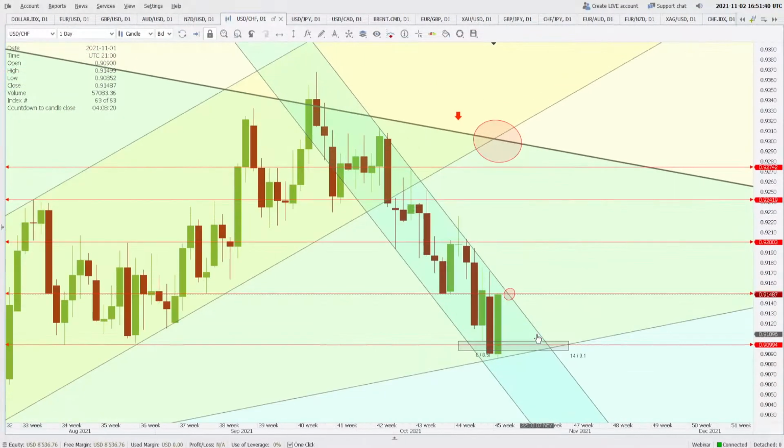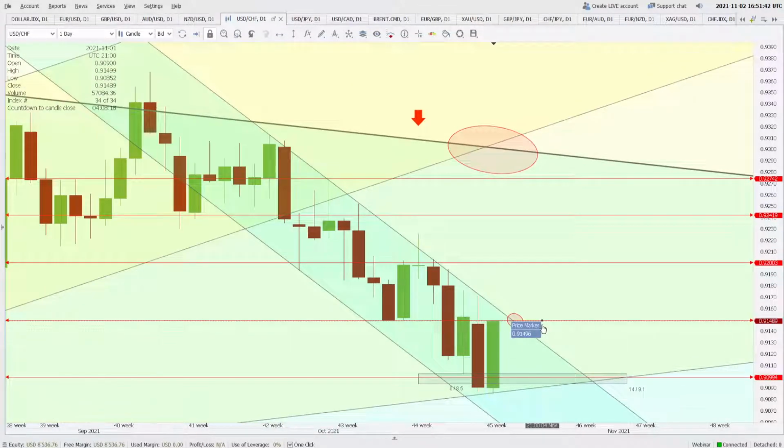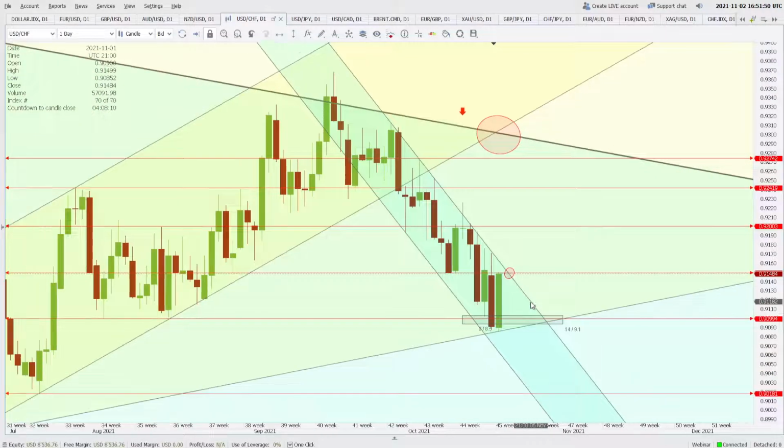But if we see a closing higher than 0.9149 today or tomorrow, then 0.9200 will be exposed in this market. Right now I am expecting a sell-off or sellers to emerge at this area or at the test of this falling channel's resistance line. So right now 0.9149 is the resistance, 0.9099 is the support for the market.